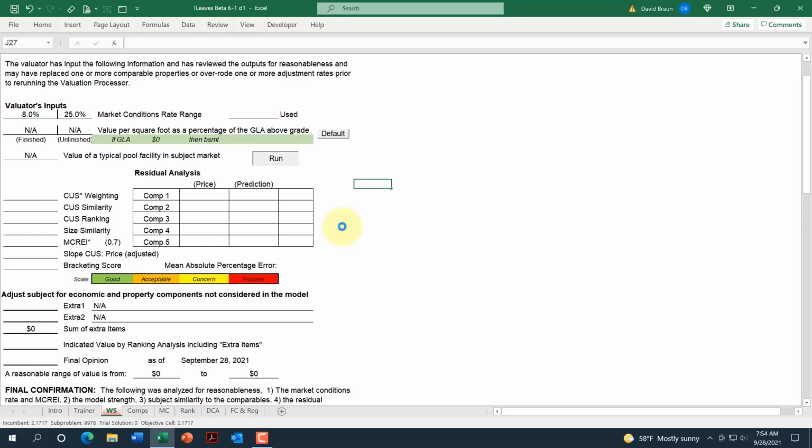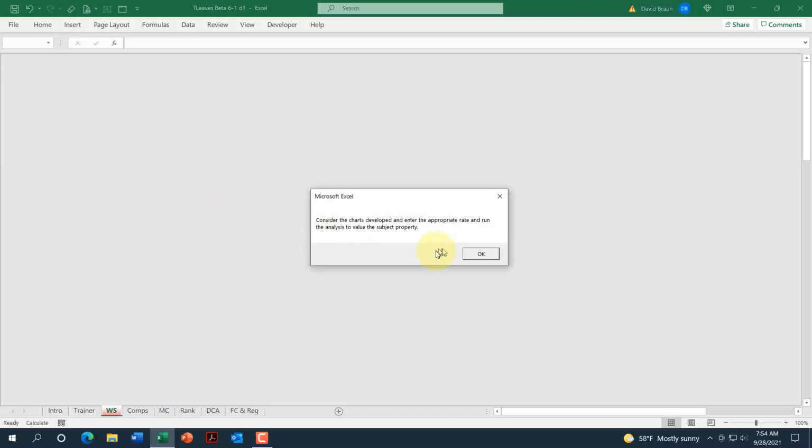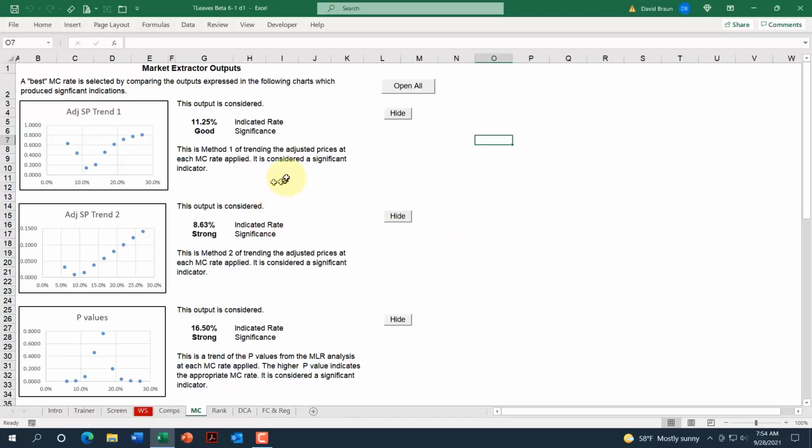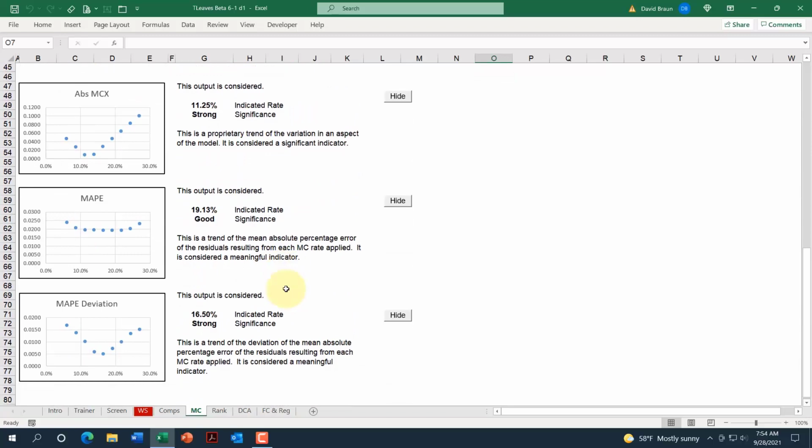Now, right now, the solver is trying to find a weight for each variable so that when they match it with the rating, it has a high correlation to the sale prices. So the screen's done with the weighting, and now it's trying to find the best interest rate. It's actually dividing up the range that we put and running several scenarios. Now it's made some charts for us, so we'll just take a look. This first chart came out at 11, then 8, 16, 16, 11, 19, 16.